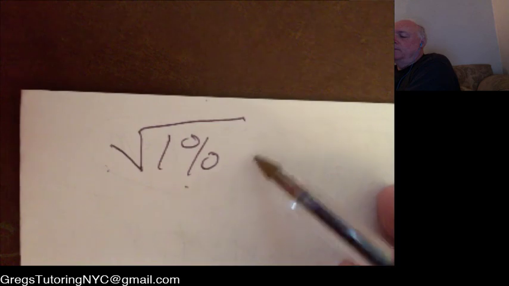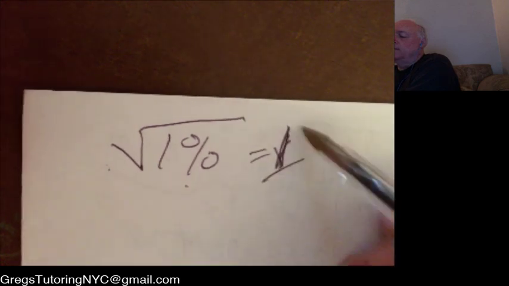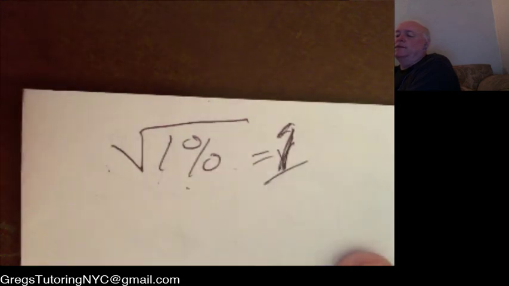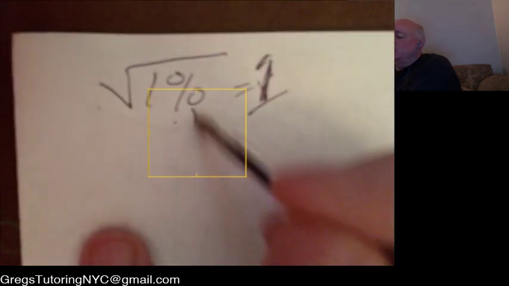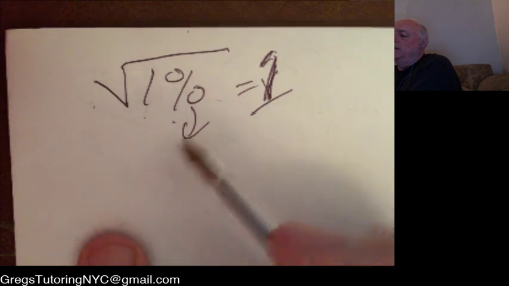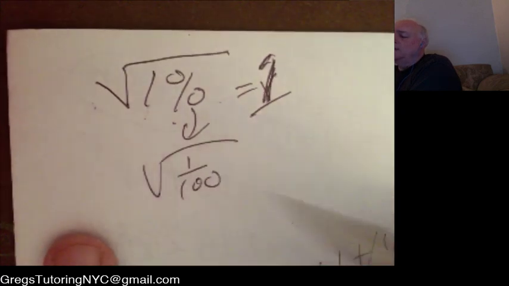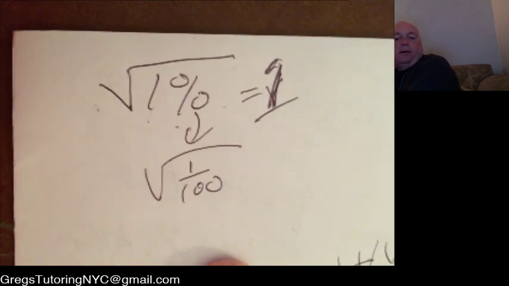Okay, most kids are going to say that it's 1, because the square root of 1 is 1. This is 1%. So the question is, what does percent mean? It means divided by 100. So what we're looking at now is 1 over 100. That's 1%. Right?